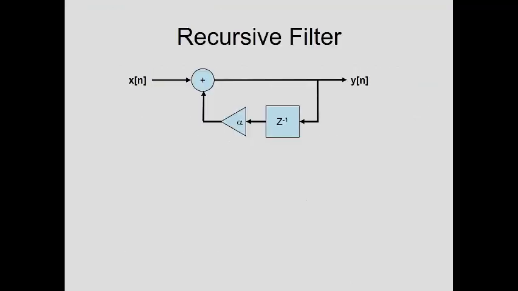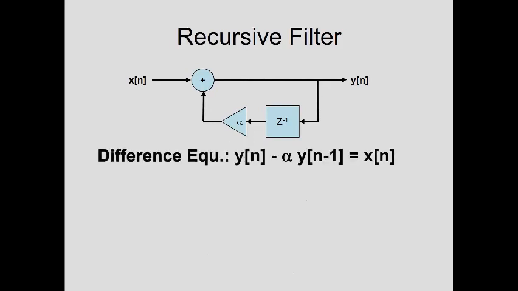So as a quick example to finish up with, our recursive filter has a difference equation y of n minus alpha y of n minus 1 equals x of n. Discrete time Fourier transform that: y of n becomes Y of f, minus alpha y of n minus 1 becomes minus alpha e to the minus j 2 pi f for that delay, times Y of f, and x of n becomes X of f.